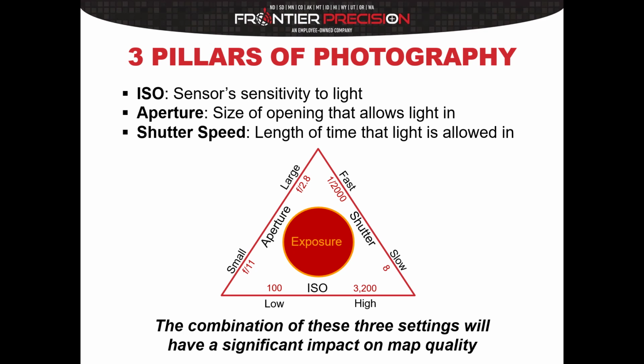Aperture refers to the size of the opening that allows light into the sensor. Increasing this value will darken the image, which may force you to slow down your shutter speed to compensate and yield good overall exposure. Shutter speed is the length of time that light is allowed into the sensor. When moving at fast speeds, it is recommended to increase your shutter speed.